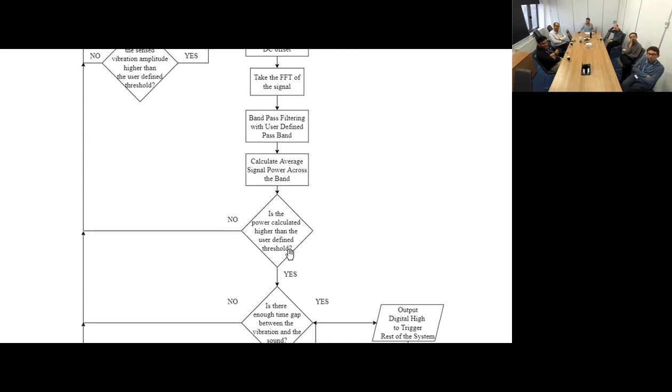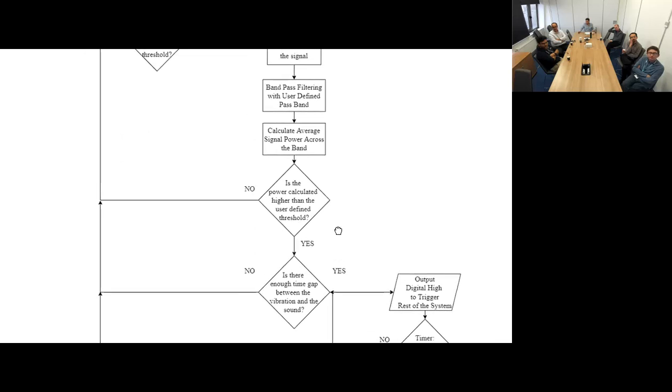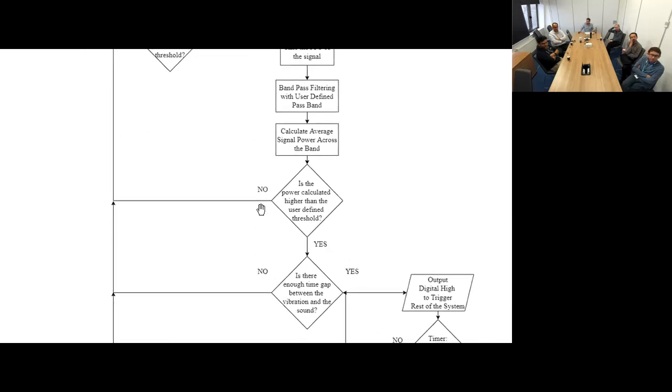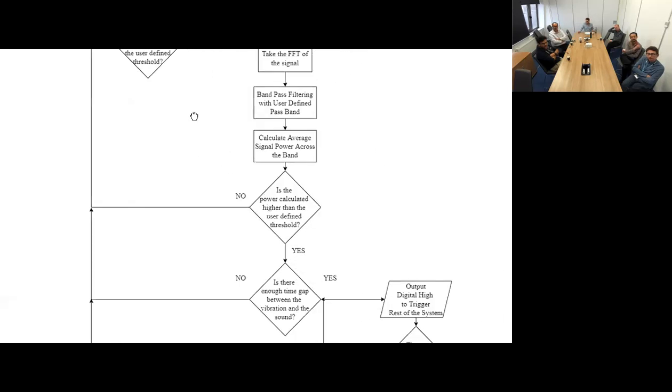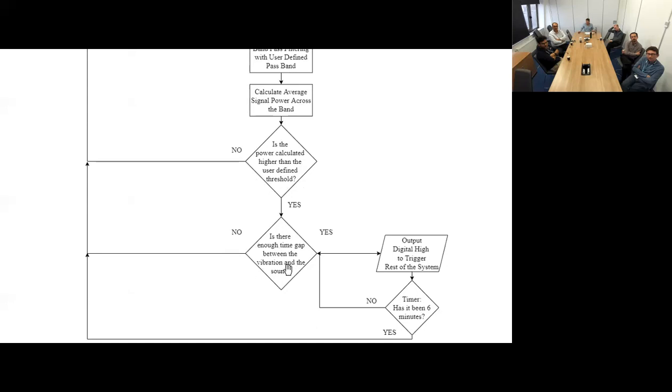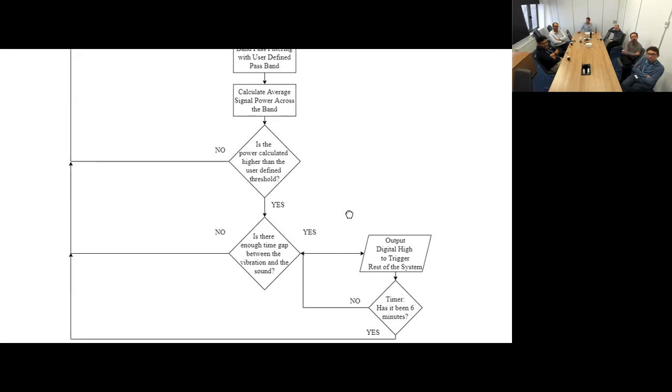And if the power is higher than the threshold, there's another decision block, but if it's not higher than the threshold, it goes back to the initial state to check the vibration again. If it's higher than the threshold, the next decision block asks if there's enough time gap between the vibration and the sound. If the time is higher than or equal to what the user set, we will give the digital high output, and this output will be high during the time which is also defined by the user.